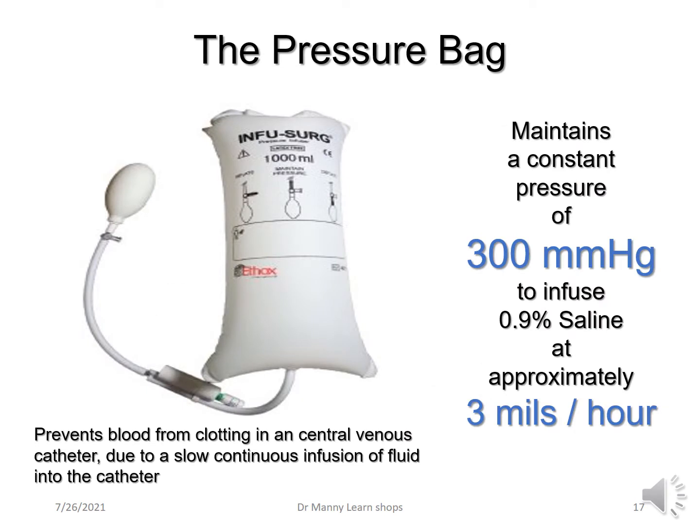The pressure bag maintains a constant pressure of 300 millimeters of mercury, and the objective is to infuse sterile normal saline at approximately 3 mL an hour to prevent blood from clotting in the central venous catheter, due to a slow, continuous infusion of fluid into the catheter.